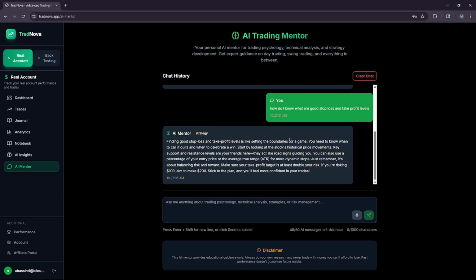So there you go. It gave me a really good stop loss plan and take profit. And the answer was key support and resistance levels. So in other words, liquidity. That's basically what it's saying, which is all you need. That is a very good stop loss and take profit level.